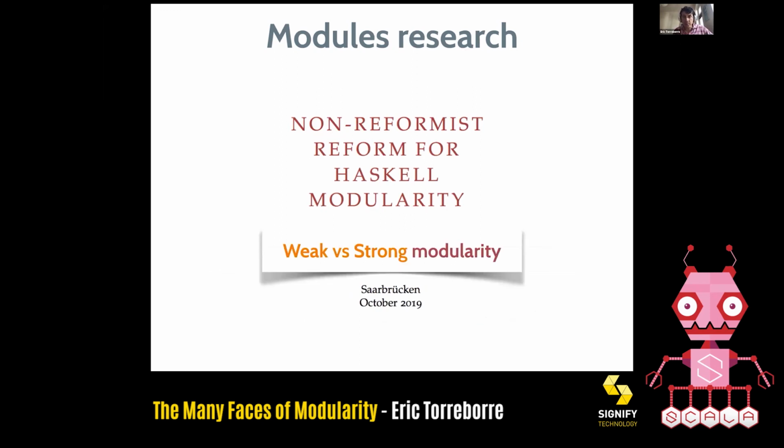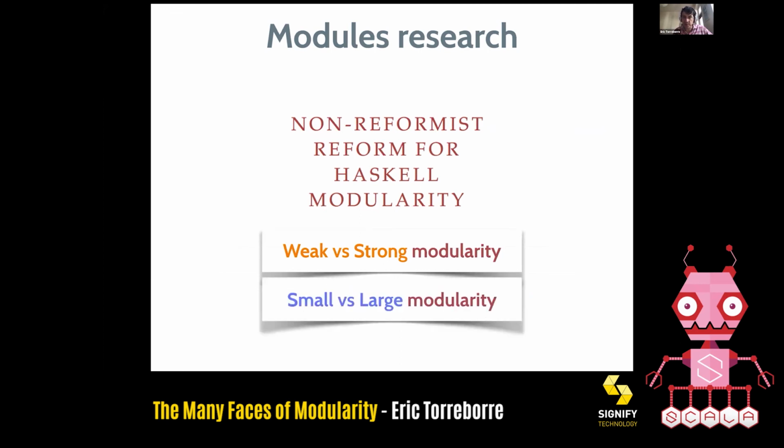So yeah, one last pointer. If you want to talk about modules, have a look at this paper, just the introduction, because it introduces some nice distinctions about terms. When you talk about modularity, there are different aspects of modularity, and have a look at those distinctions between weak and strong modularity and small and large, because that will help lots of discussions you will have around modularity.